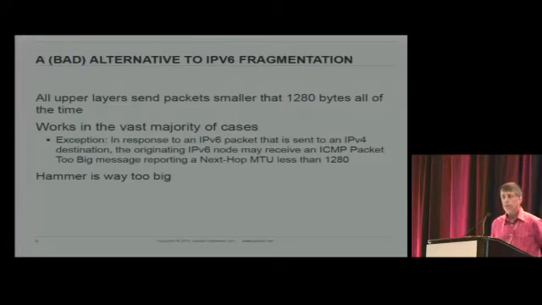Well, we have some alternatives to IPv6 fragmentation. One bad alternative is just never send a packet bigger than 1280 bytes. This works in the vast majority of cases. In fact, I can only think of one case where it doesn't work, and that's where there's some middle box translating to IPv4. In that case, the middle box might send back a packet-too-big message with an MTU of less than 1280. Yeah, this works in most cases, but it's a hammer that's way too big. We don't want to do that.